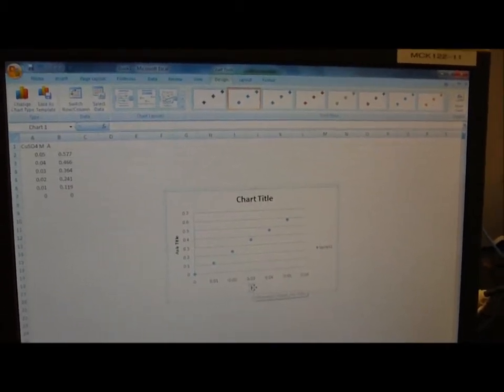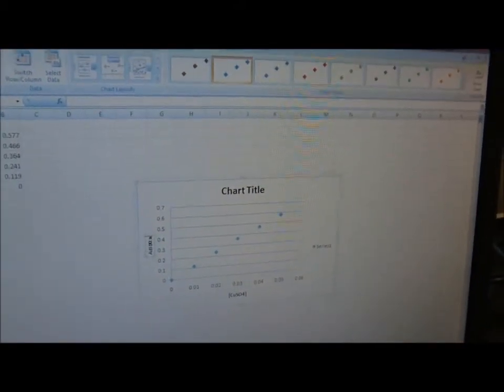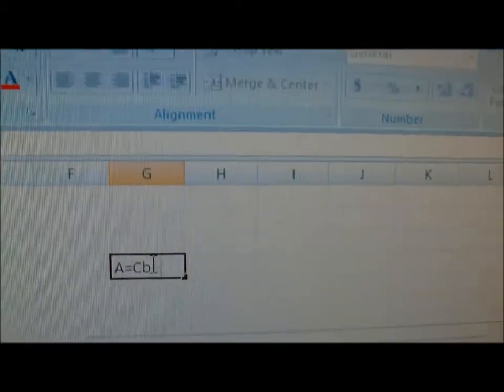This axis here is my concentration, so I can put square brackets. All right, so we have our copper sulfate concentration on our x-axis, our absorbance at 810 nanometers on our y-axis. And we see that there seems to be a very linear relationship, as absorption equals concentration times the path length times epsilon, which is our extinction coefficient. So this is Beer's law, right? The absorption versus the concentration.